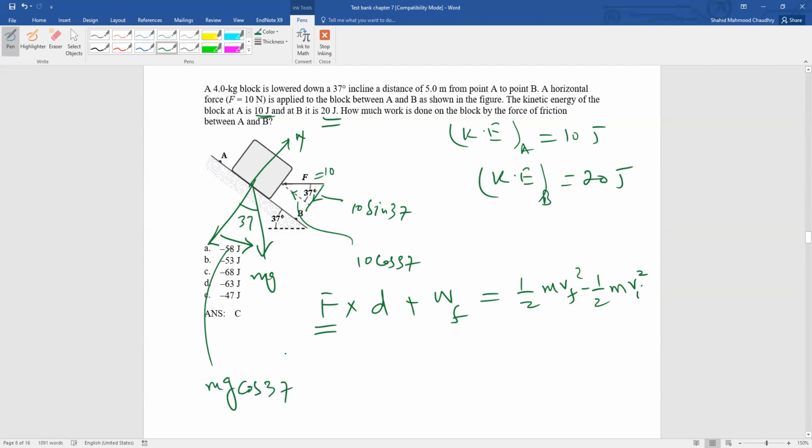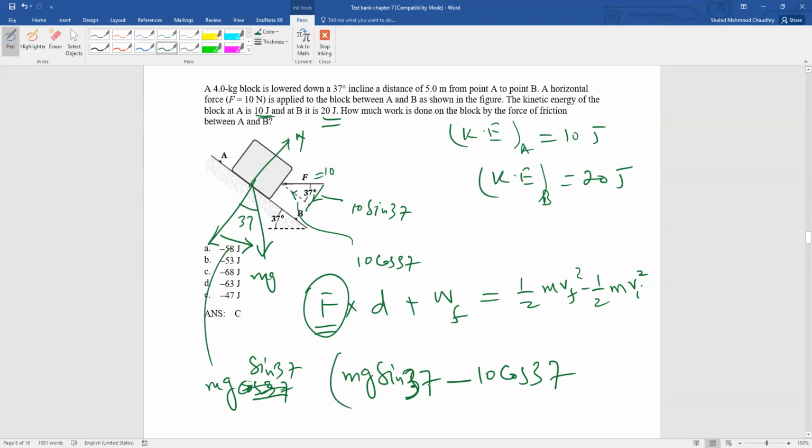So what will be the force? Net force. This is in this direction, it is in the negative side direction. This is the positive side direction. So what we will do, this is not cos, this is sine 37. So we will write the value of this net force. So net force is mg sine of 37 minus 10 cos of 37. This is net force, okay?